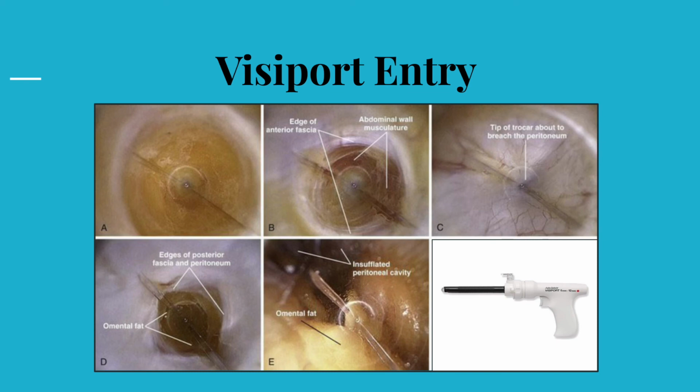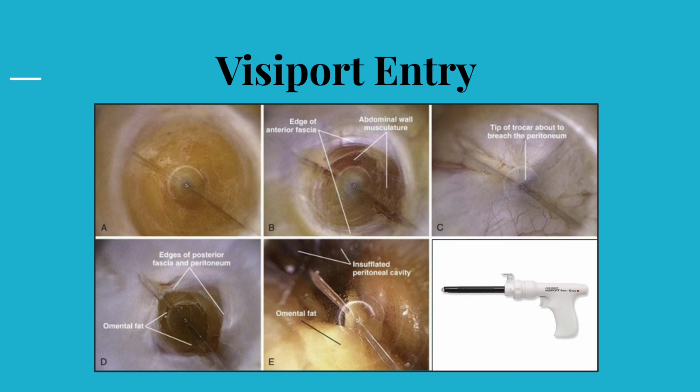Lastly, we have the Visiport entry method, as the name suggests, of gaining abdominal access via a bladed Visiport under direct vision. It is important to note that Visiport shouldn't be used without a prior abdominal insufflation. The obturator has a clear blunt tip that houses an actuated knife blade as shown in the diagram.